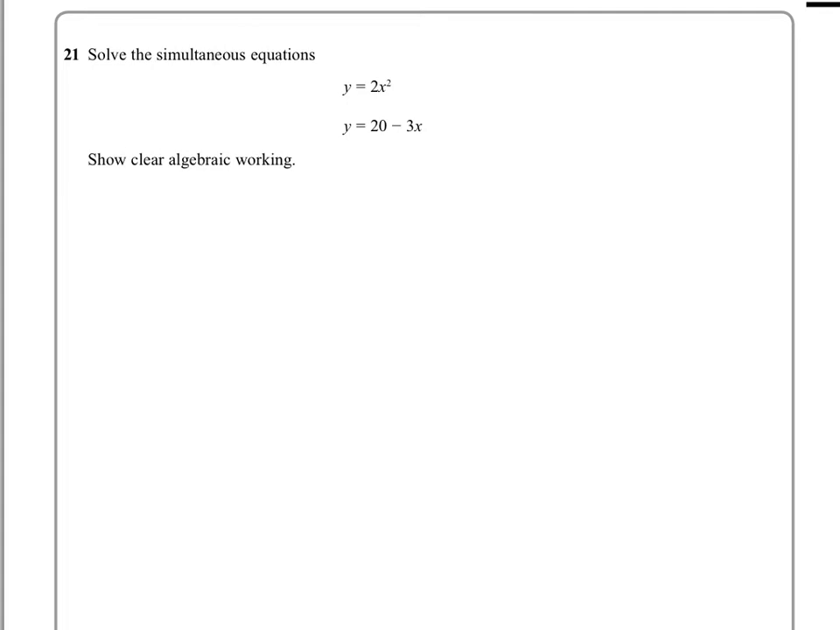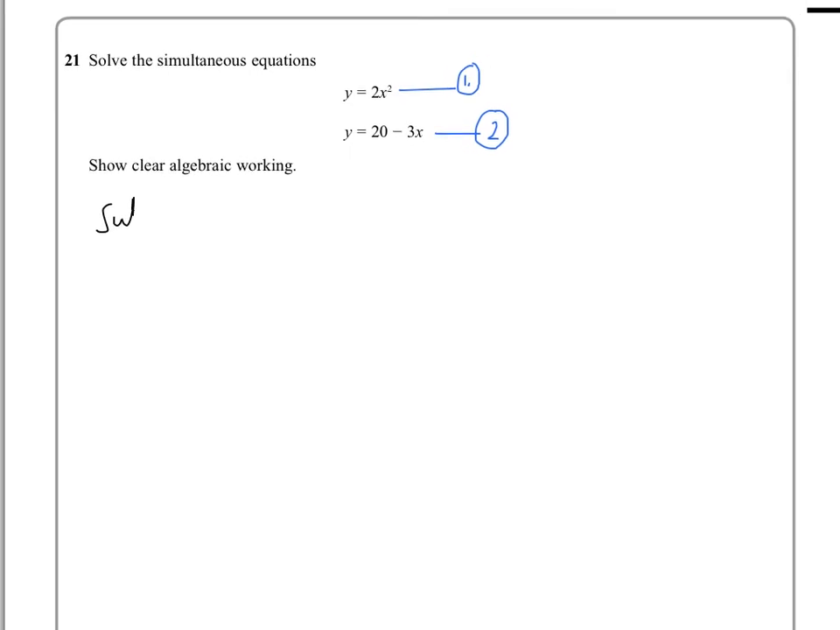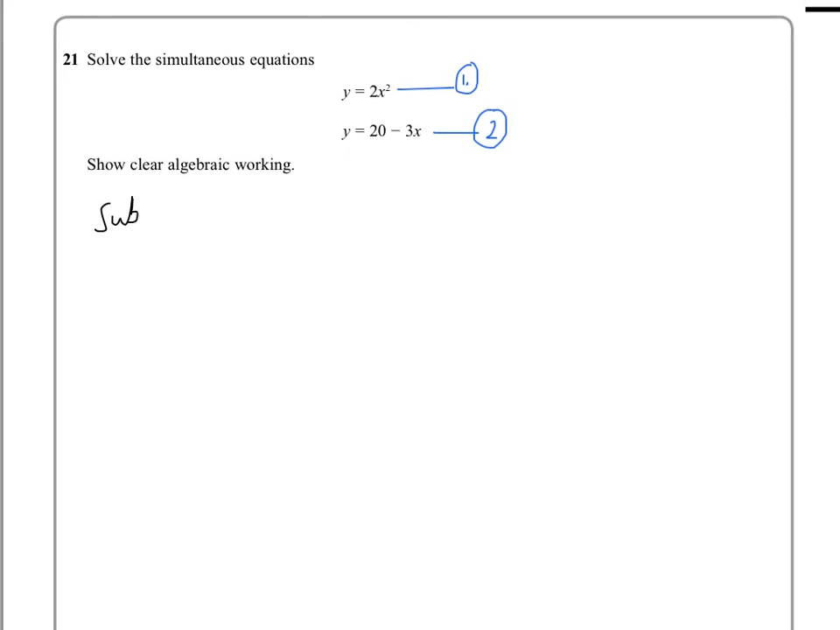Question 21, we have to solve the simultaneous equations. What we do is we start by labelling one of these equations as number 1 and the other one as number 2. That makes it easy for us to refer to them. And what we need to do is substitute 1 into number 2.